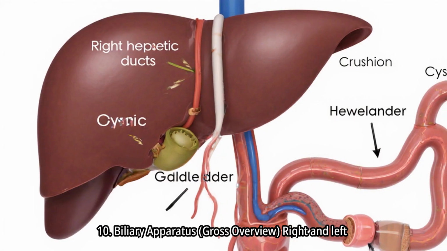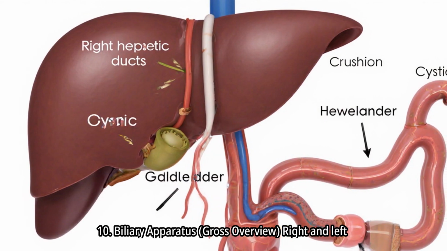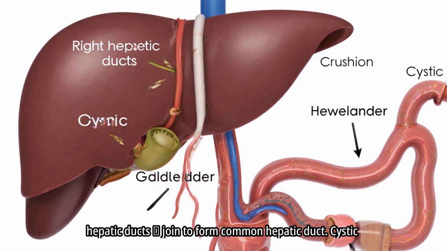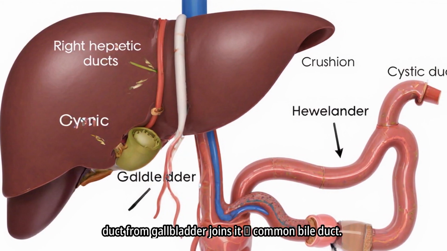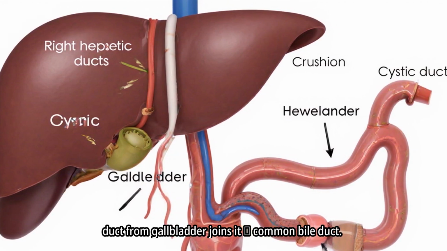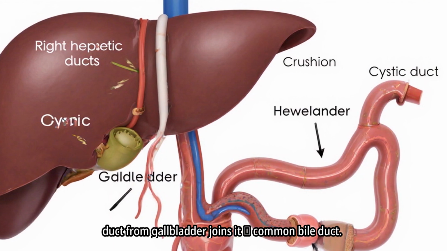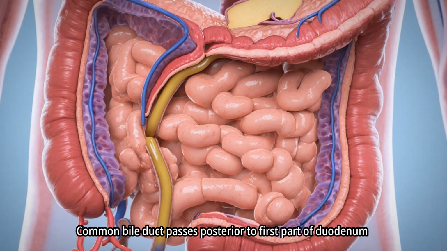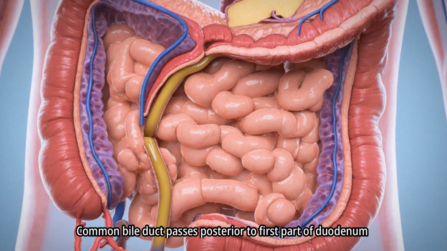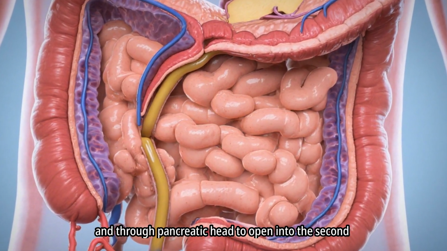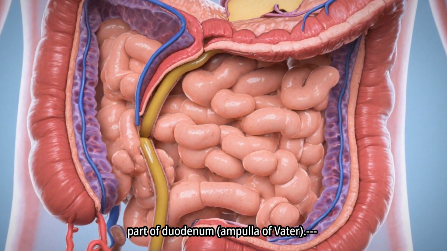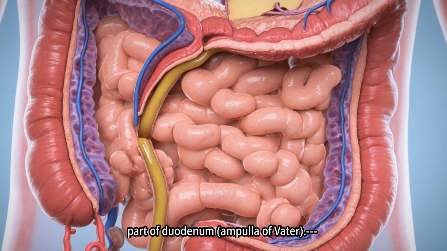10. Biliary apparatus, gross overview. Right and left hepatic ducts join to form common hepatic duct. Cystic duct from gallbladder joins it to form common bile duct. Common bile duct passes posterior to first part of duodenum and through pancreatic head to open into the second part of duodenum, at the ampulla of Vater.